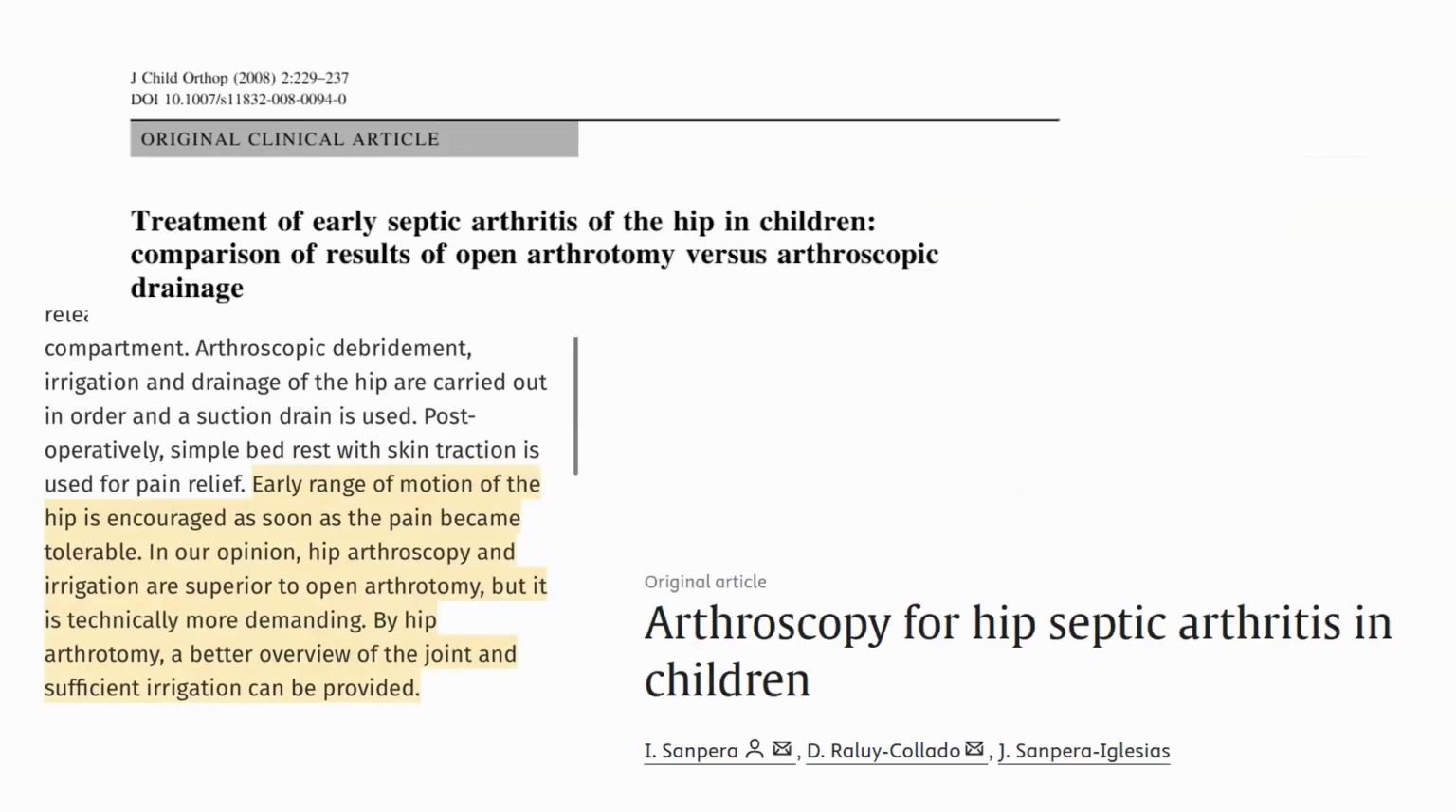There were a few articles where arthrotomy and arthroscopy were compared. Early range of motion of the hip is encouraged as soon as pain becomes tolerable. Hip arthroscopy and irrigation are superior to arthrotomy, but it is technically more demanding. By hip arthrotomy, a better view of the joint and sufficient irrigation can be provided.